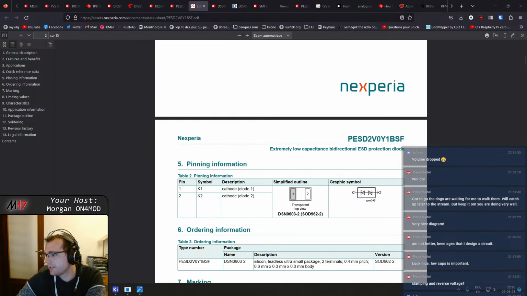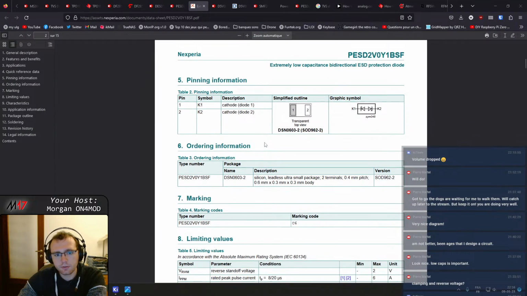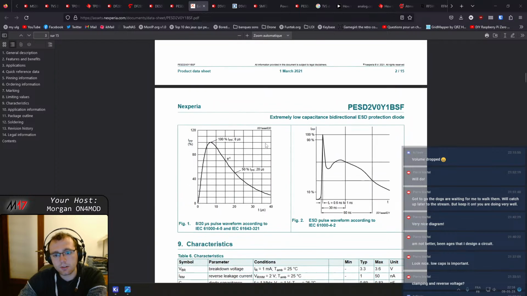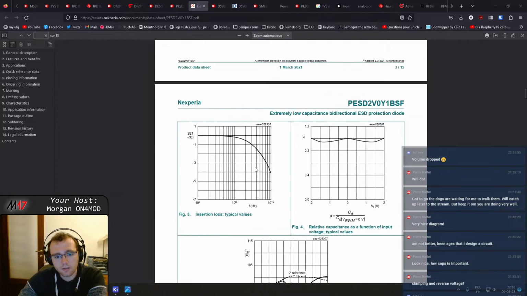Volume dropped. Okay, volume's back. I still have no idea what's happening with the volume. I had a look in the event viewer of Windows and I think I saw nothing. I'm at a loss completely, and it's annoying.